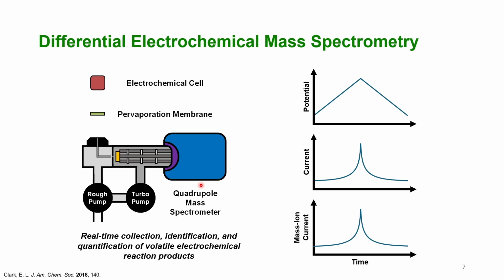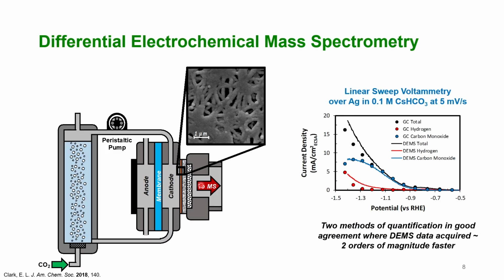This is DEMS, where an electrochemical cell is coupled to a mass spectrometer via a prevaporation membrane. And this enables the real-time collection, quantification, and identification of volatile electrochemical reaction products. And over here, as you've seen already, this is a schematic of an electrolytic process where you're applying an energy to a system, or you're applying an energy to a catalyst, and in response you're obtaining some type of Faradaic response, which then also you can obtain this mass ion current response. So essentially you're doing electrochemistry and mass spectrometry simultaneously, which is a very powerful technique for electrochemists.